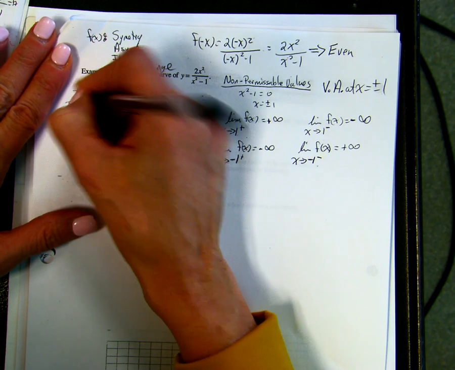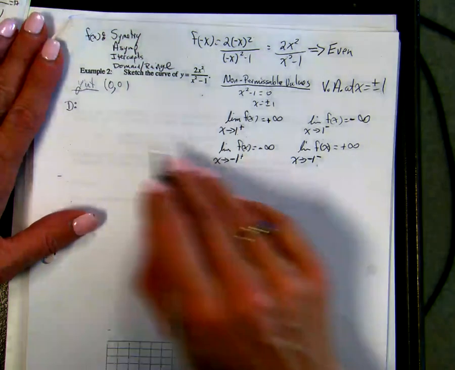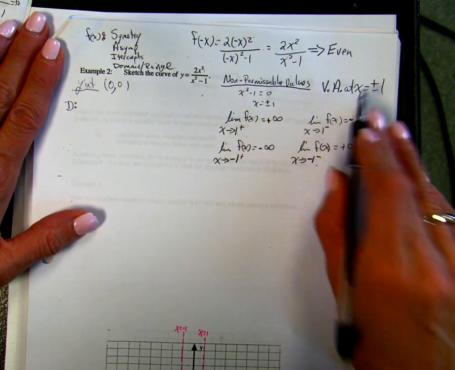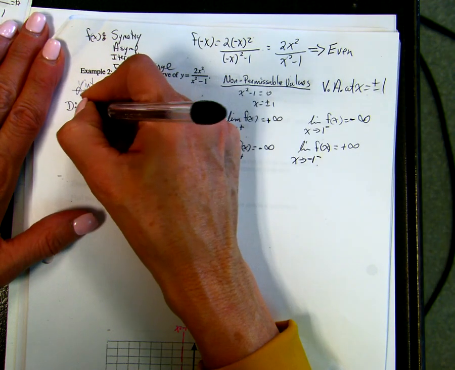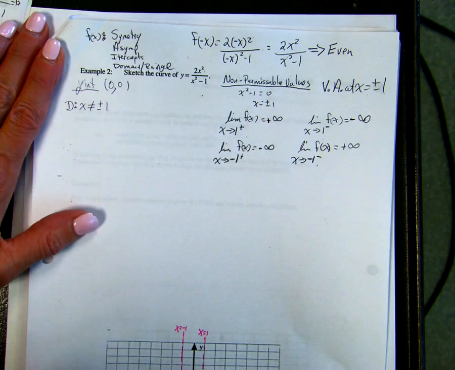Domain. What's the domain of this function? And believe me, if you don't say the domain, you can get yourself into all kinds of problems, especially when you get to radical functions. Well, our domain, we've got domain restrictions, all reals except x can't equal plus or minus 1.